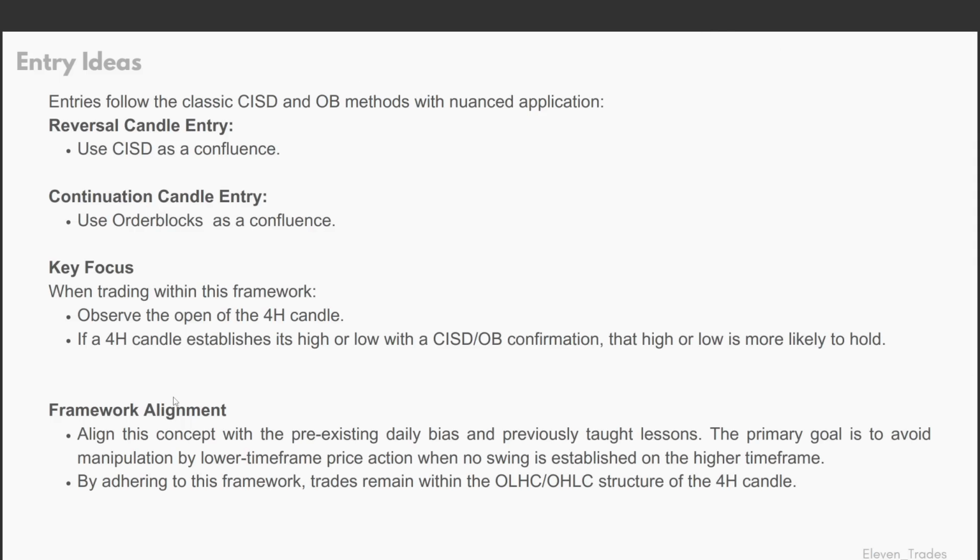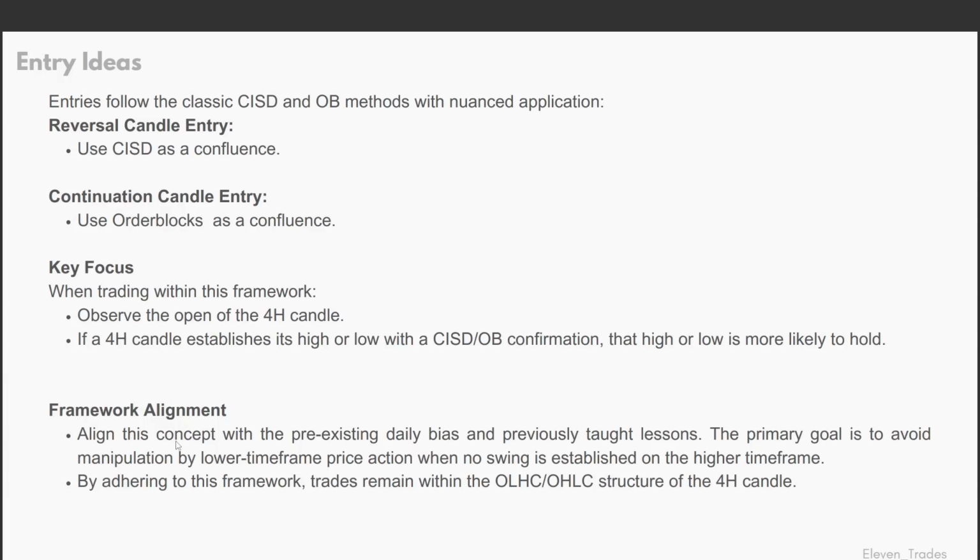The entry follows the classic change in state of delivery and the order block methods. Like when you are catching the reversal candle, then you have to use the change in state of delivery as an entry. If you are trading the expansion candle or the third candle, then you have to use the continuation order blocks, down close candles or up close candles, and then followed by a closure, and the next candle is an entry.